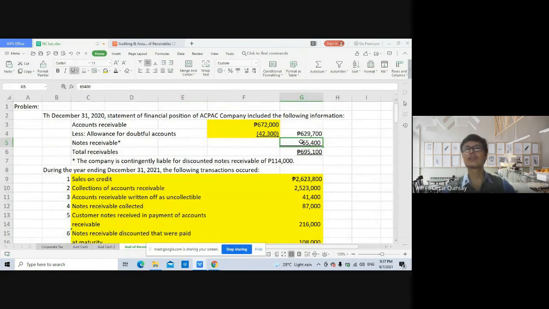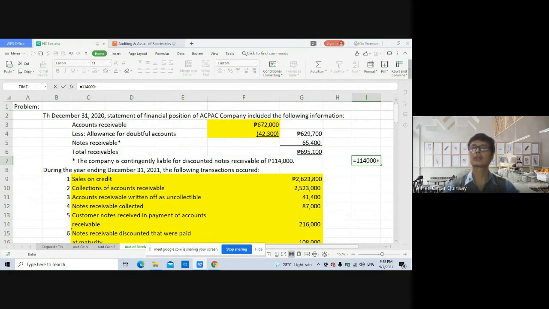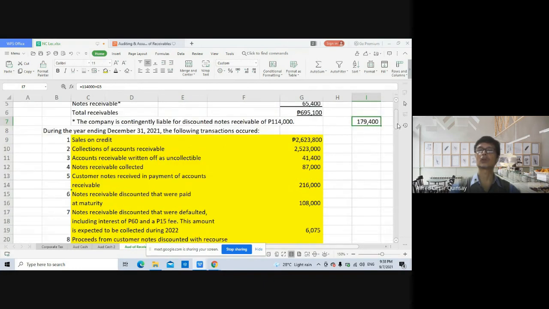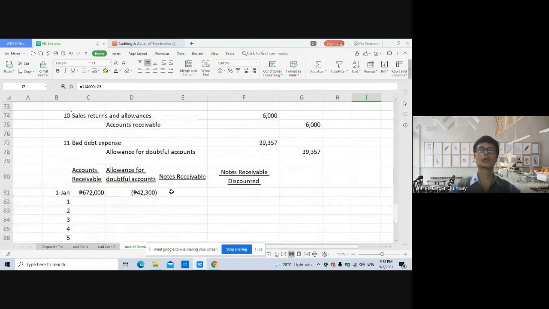So the balance of notes receivable is 65,400. Tapos may nakalagay dyan na 114,000. So the company is contingently liable for discounted notes receivable of 114,000. Okay, so tinanggal dito, pinaghiwalay yung receivable na yan, pero dapat ipapagsamahin natin yan. So 114,000 plus 65,400, so that's 179,400. Okay, so isasama natin yan.